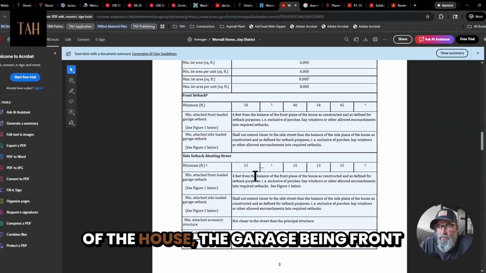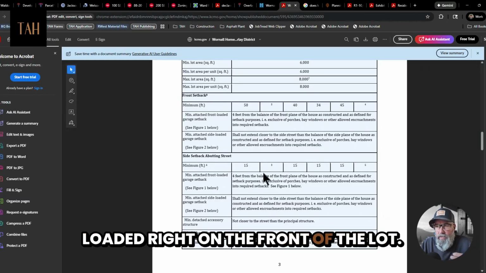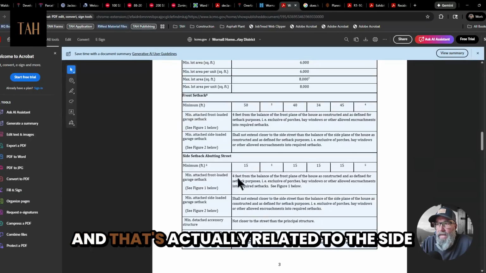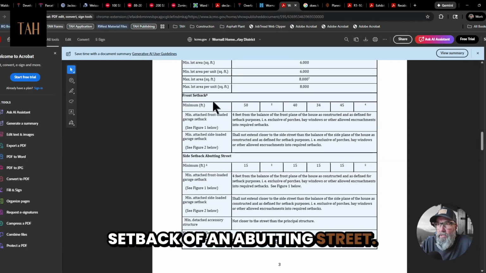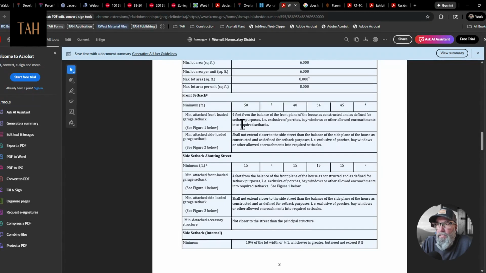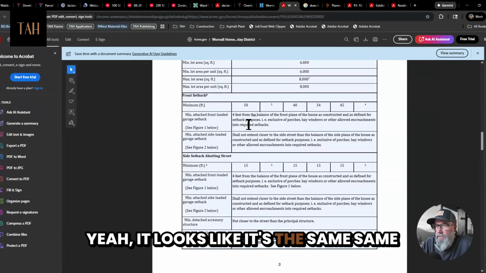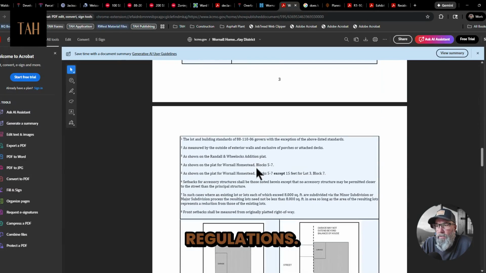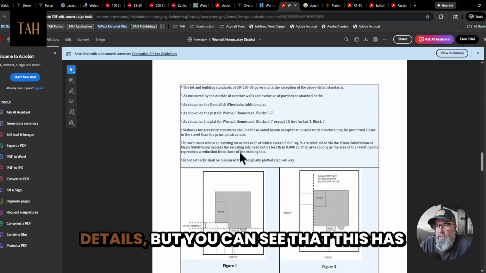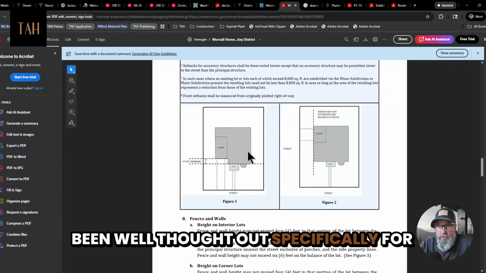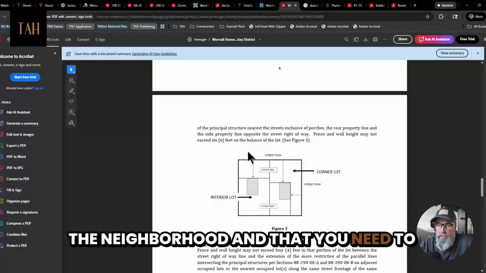With the design of the house, the garage being front loaded right on the front of the lot. So these are just some examples. And that's actually related to the side setback of an abutting street. Here's the front setback, and it looks like it might be the same. Yeah, it looks like it's the same regulations. So we don't need to go into all these details, but you can see that this has been well thought out specifically for the neighborhood, and that you need to know that.